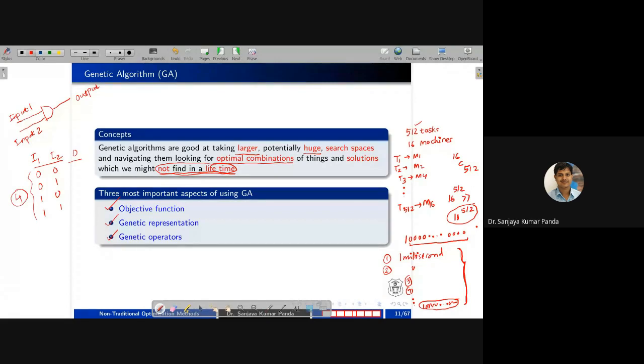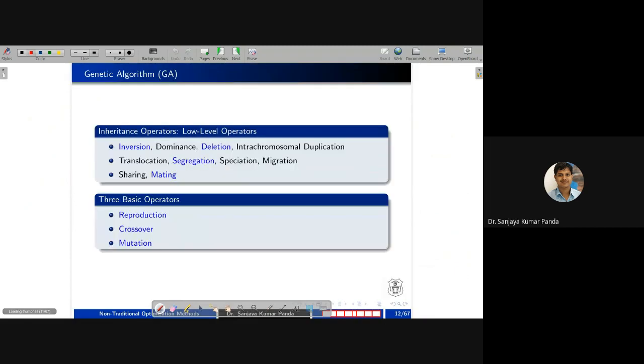Not only the operators we know, like if you are aware of genetic algorithm, we apply two operators. One is called crossover, another is called mutation. But apart from crossover and mutation, there are a number of operators. There are several low-level operators also. If you go for the traditional genetic algorithm, you will see a number of operators applied, like inversion, dominance, deletion, intrachromosomal duplication, translocation, segregation, speciation, migration, sharing, mating. These are all related to different inheritance operators.